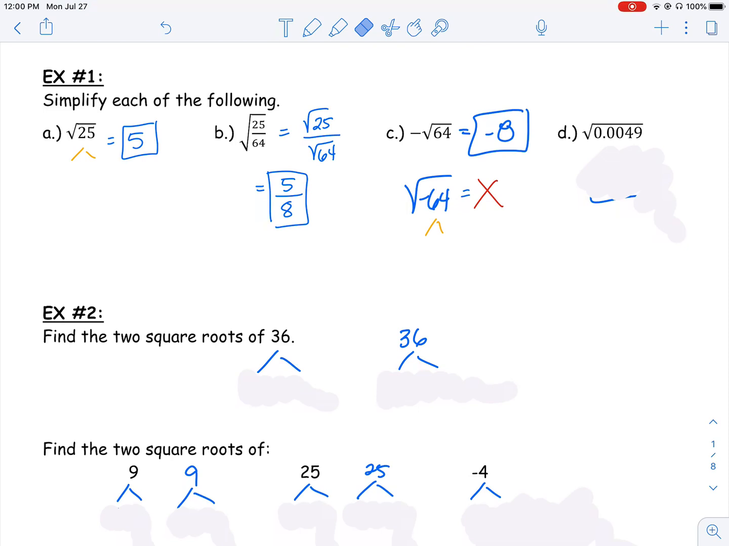All right, look at D. We can have square roots of decimals. We just have to figure out what decimal multiplied by itself gives me the decimal 0.0049. You should end up getting 0.07. So the square root is 0.07.